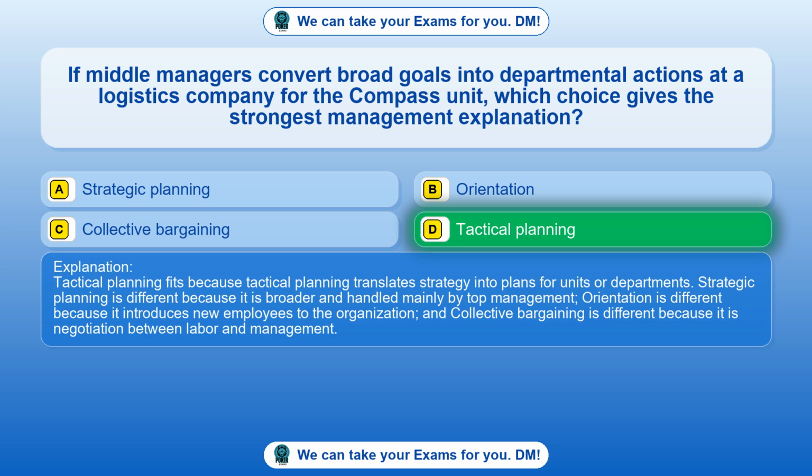Tactical planning fits because tactical planning translates strategy into plans for units or departments. Strategic planning is different because it is broader and handled mainly by top management. Orientation is different because it introduces new employees to the organization, and collective bargaining is different because it is negotiation between labor and management.